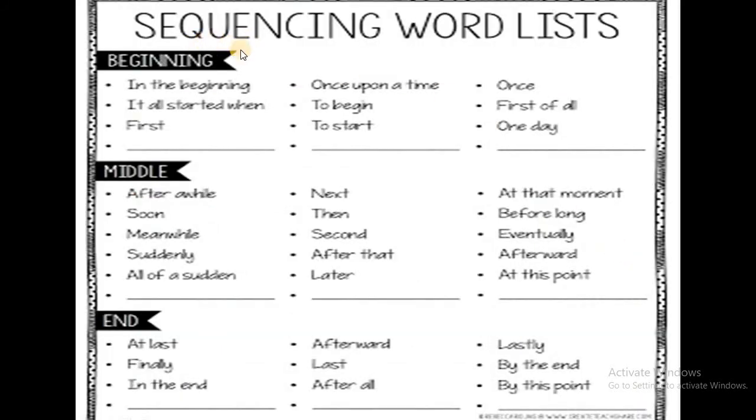Here we have some examples of sequence words and phrases. But let's focus on the important ones. In the beginning, we use maybe first, maybe in the beginning, maybe first of all, to begin, to start. In the middle, we use next, then, second, after that, later, etc. In the end, we use at last, finally, in the end, last, after all, lastly, etc.